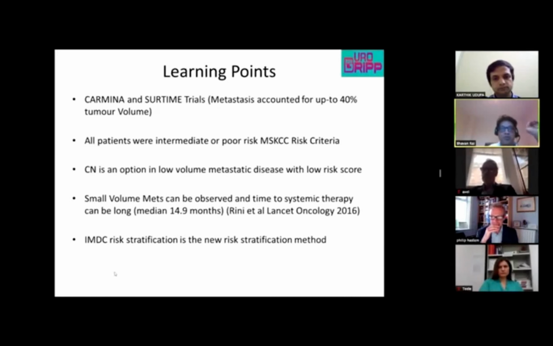And just because an individual has METs, it does not necessarily mean treatment. Small volume METs can be observed. What you're doing is trying to learn the natural history of the disease and trying to avoid the toxicity of systemic therapy for as much as we can. And as Professor Bex said, there was the study by Rennie et al. in Lancet Oncology, which suggested that the time between diagnosis and systemic therapy could be a median of 14.9 months. Would you agree with that, Professor Bex? Would everyone in the team agree with that?